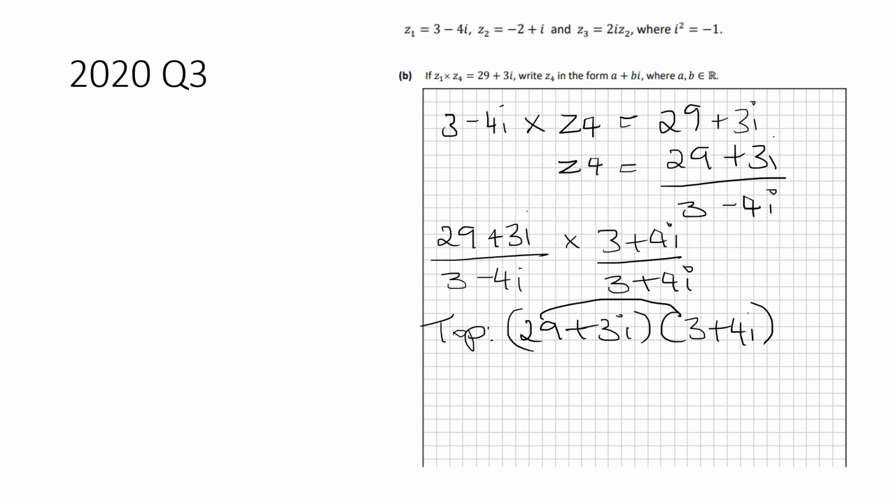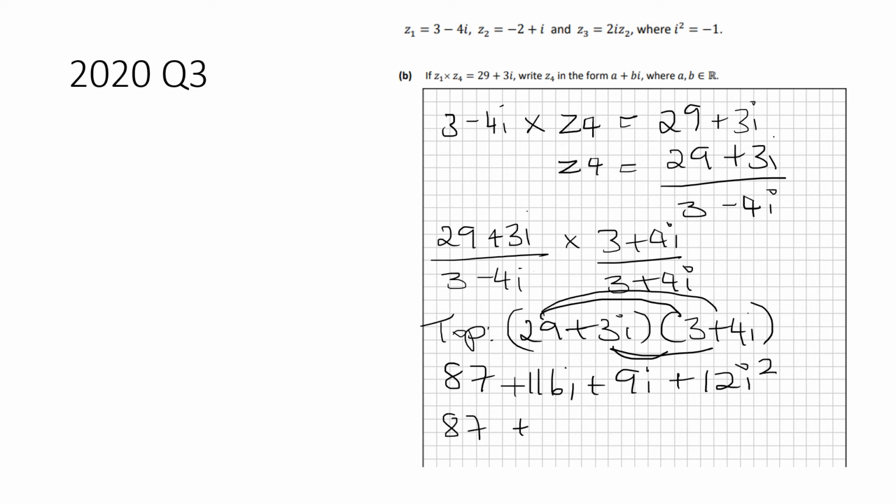So you do 29 times 3, which is 87, and then you do 29 times 4i, which is 116i, and then you do 3i by 3, which is 9i, and then 3i by 4i, which is 12i squared. So we now need to simplify that. So that would be 87 plus 125i, and then remember, everywhere you see i squared, it's really minus 1. So that's going to be 87 minus 12, which is 75, and then you still have your 125i. So that's when you multiply top by top.